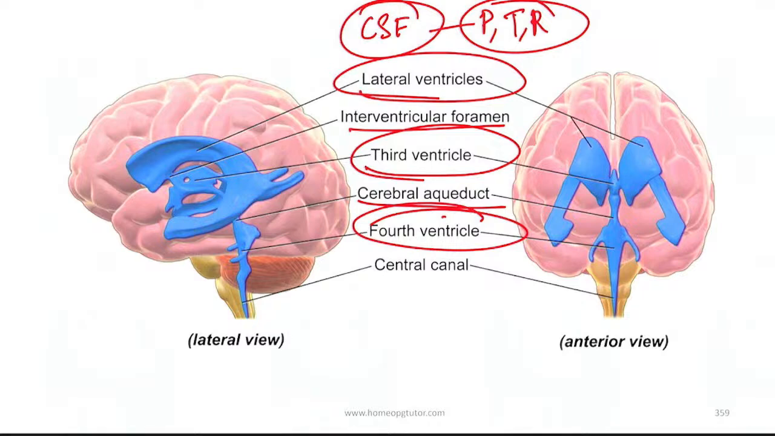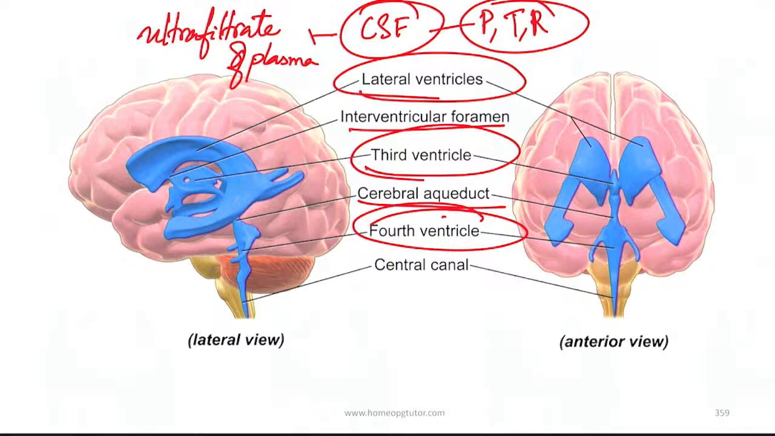What exactly is the CSF? CSF is an ultrafiltrate. Ultrafiltrate of what? Of the plasma. A filtrate of our plasma. That is what the CSF is. And what is it required for? It acts as a shock absorber or a cushion. It acts as a cushion for the brain and not only the brain, all the nervous system, mostly the CNS, that is the spinal cord and the brain, mainly the brain.